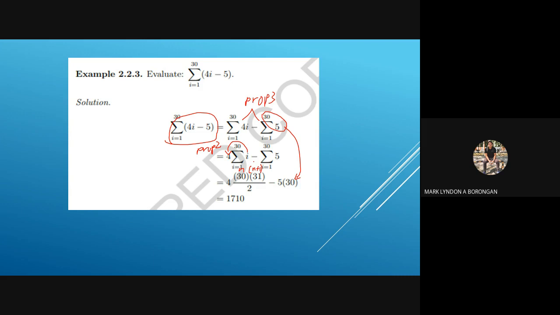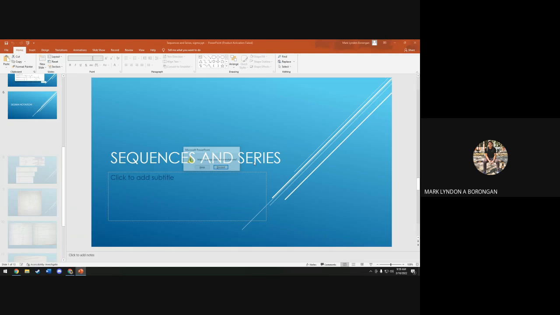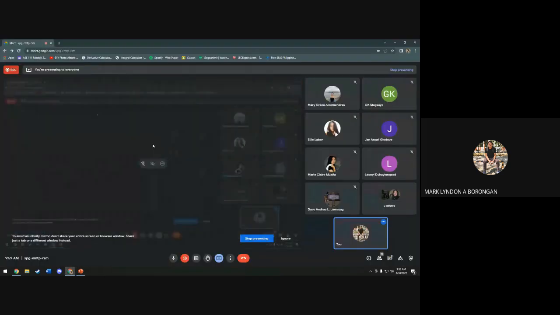So, that is how you apply the properties of sigma notation. Any questions, guys? Did this confuse anyone in our discussion? Questions? None, sir. I hope it's clear now.